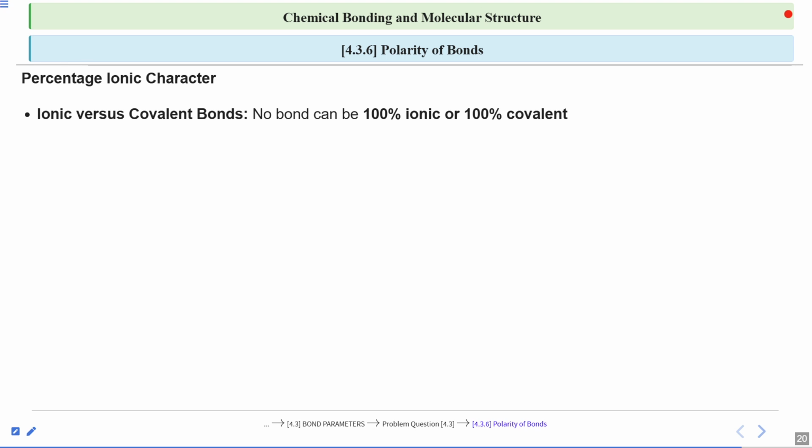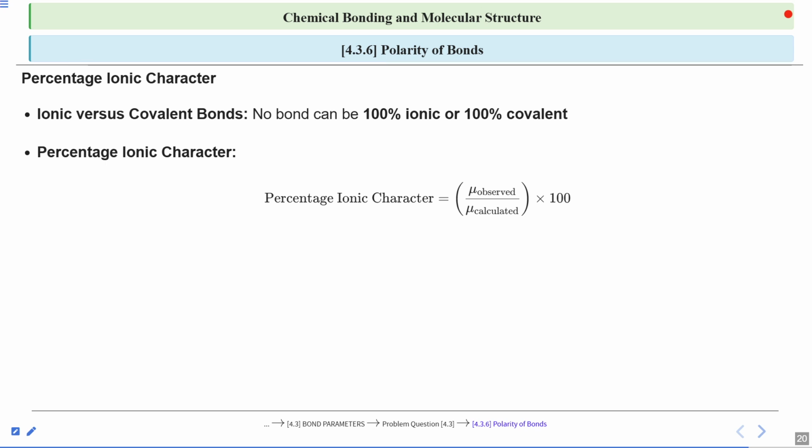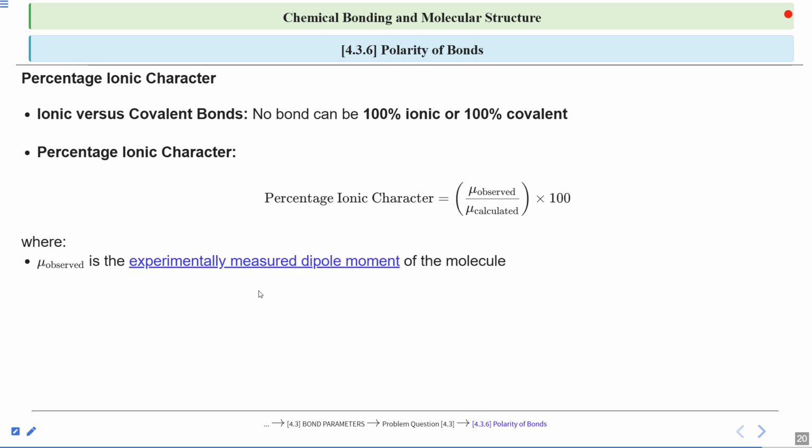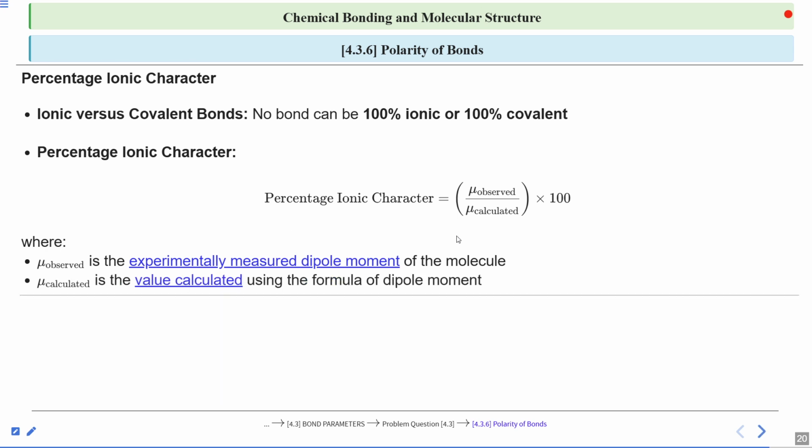Now, how do we calculate that ionic character? That is the point. It's very simple. The formula is you should use mu observed by mu calculated into 100 to calculate the percentage ionic character. Now, what are these mu observed and mu calculated? You know that you have calculated your dipole moment through a formula, and you can also observe it experimentally. So you take the experimental value, divide it by the calculated value and multiply it with 100 to get the percentage ionic character.